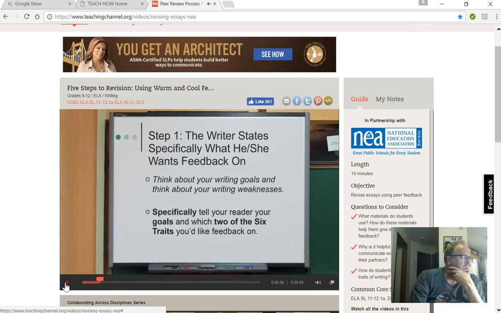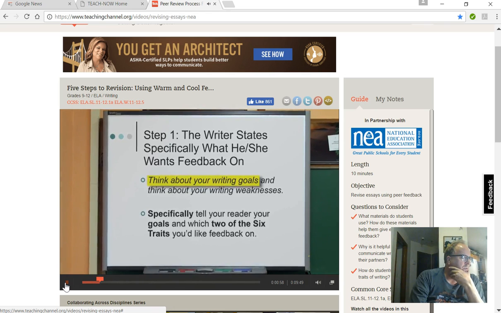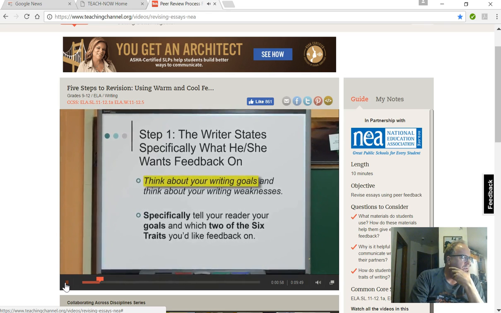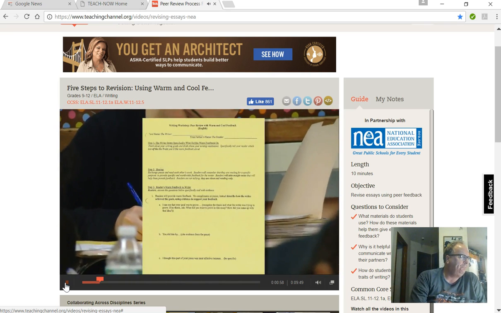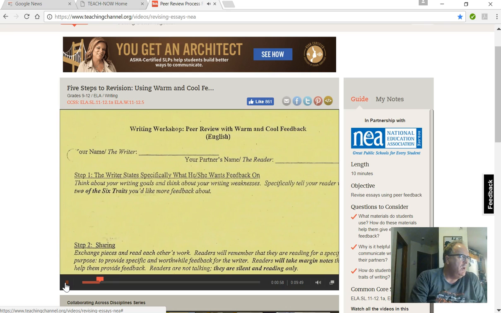Step 1. You need to think back to those goals that we made last week, the writing goals. The students remember what their goals are, and they write their goals onto the warm and cool feedback sheet so that their partners are very much aware of what to look for in the revisions.